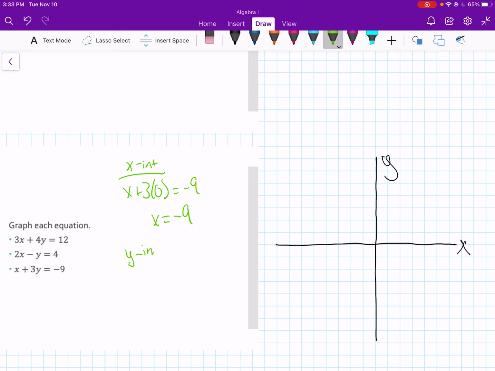And find the y-intercept. 0 plus 3y equals negative 9. 3y equals negative 9. So y equals negative 3. Go ahead and graph those. Our x-intercept is negative 9, which is over here. And then our y-intercept is negative 3. And then we just connect the dots.